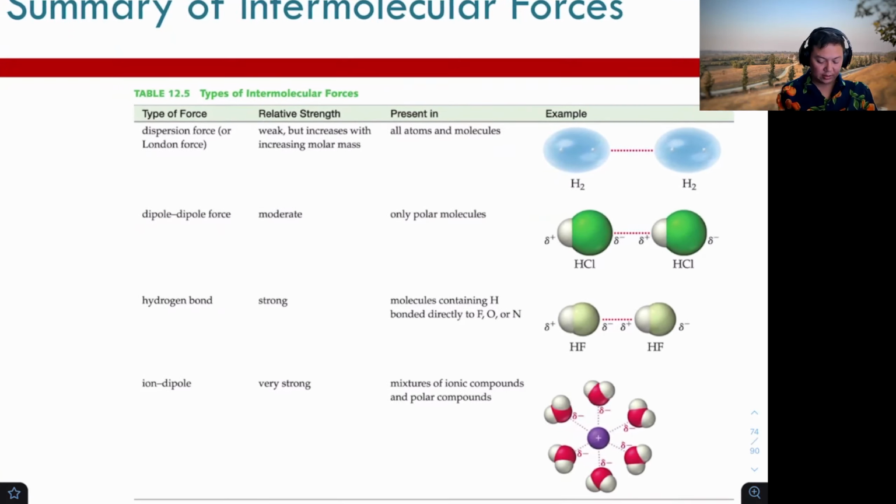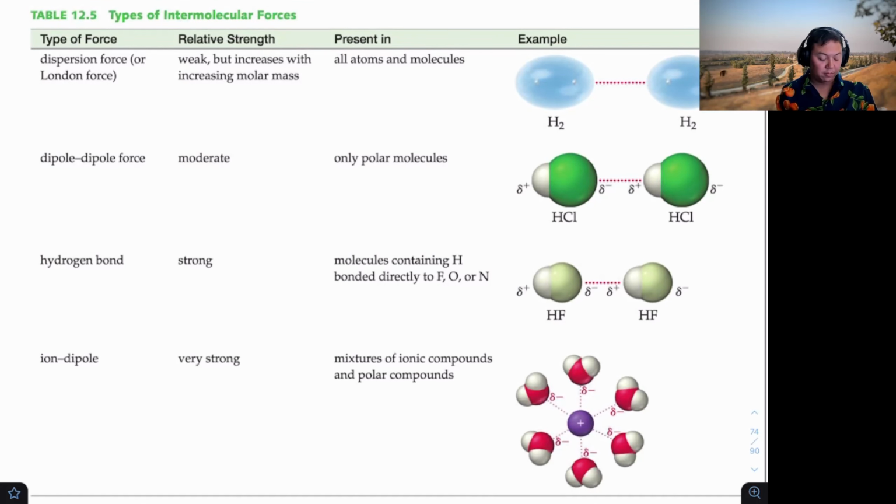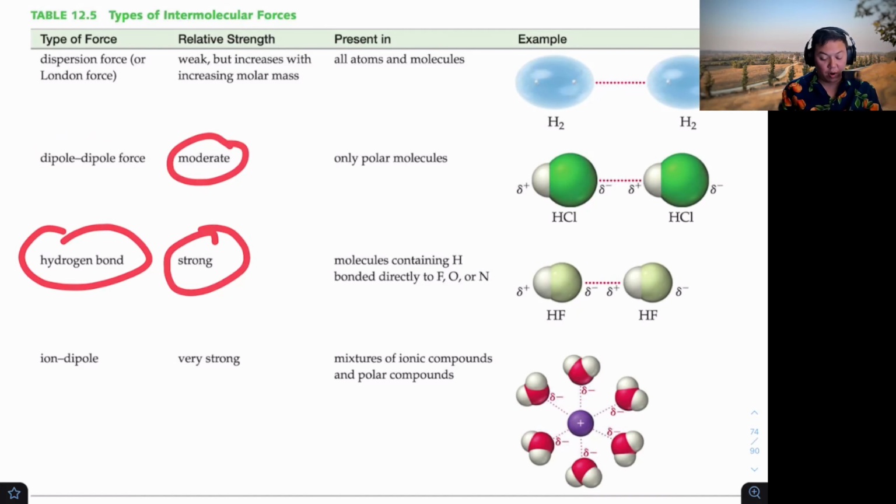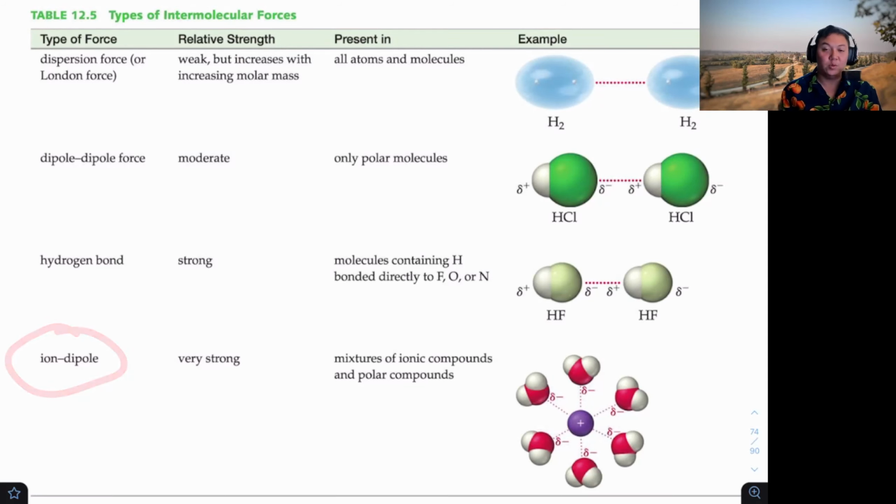So here's this nice summary table for you. We have dispersion or London forces. That's the weakest, but does increase with molecular mass. We have dipole force, which is going to be moderate, hydrogen bond, which is strong, and then our ion-dipole force, which is very strong. So that's the highest.